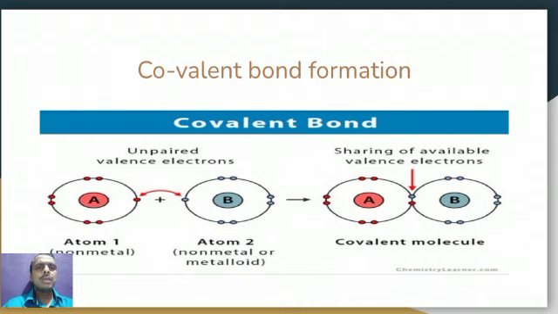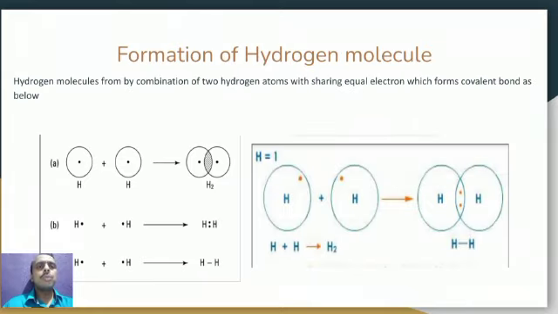In the covalent bond formation, there is no loss or gain of electrons. There is mutual sharing of electrons. So here the sharing of available valence electrons will form a covalent molecule or covalent bond.